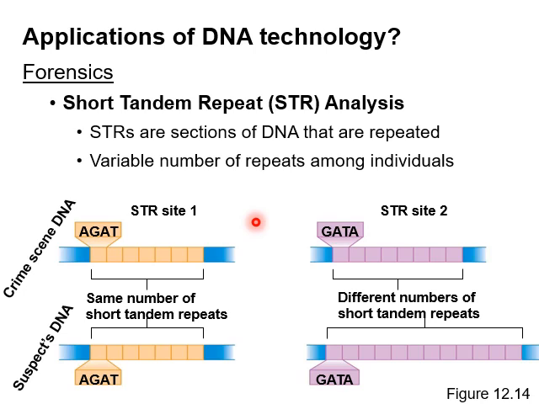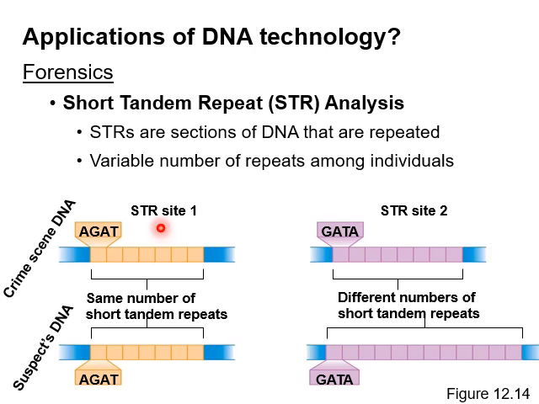And from individual to individual, there's a lot of variation in how many times those are repeated. So for instance, for a short tandem repeat site, I might have 1, 2, 3, 4, 5, 6, 7 repetitions of AGAT. Another person might have 8. Another person might have 9. Another person might have 100. So it's very variable between different humans.